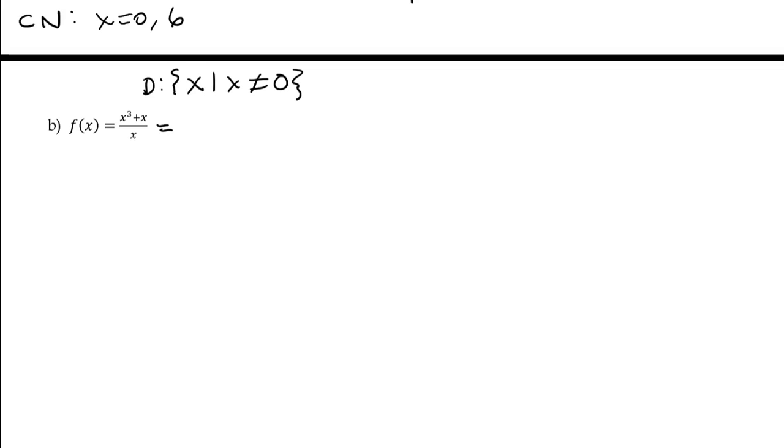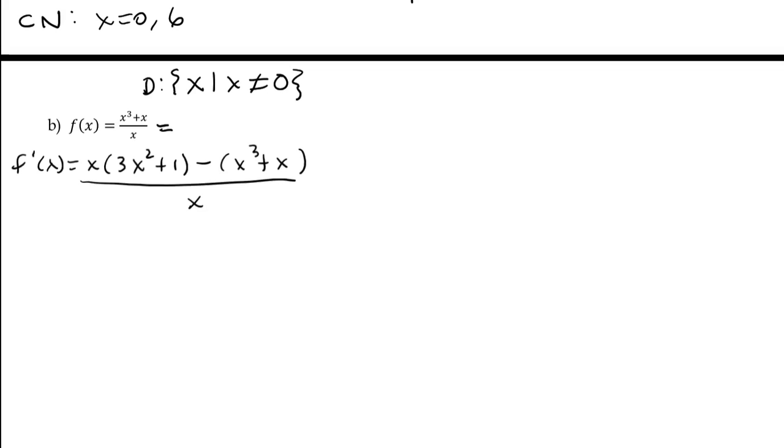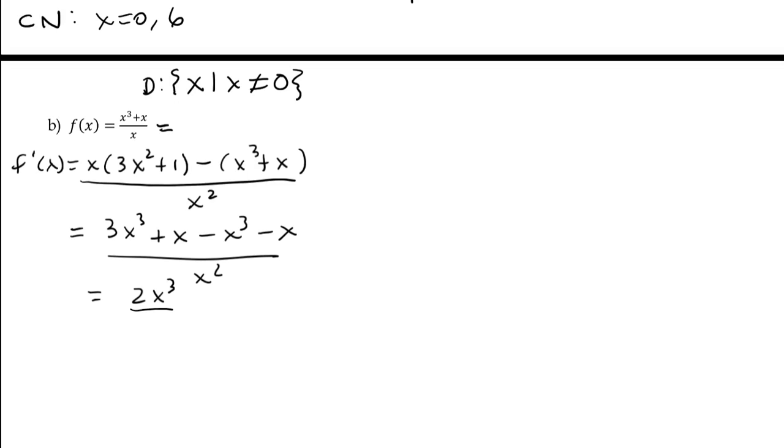Now on to find critical numbers. We have to find the derivative. The derivative is going to be the bottom times the derivative of the top, remember, low d high minus high d low, which is 1, all over low squared. If we keep going, we're going to get 3x cubed plus x minus x cubed minus x. Then we get 2x cubed over x squared, which leaves us 2x. So here's our derivative.